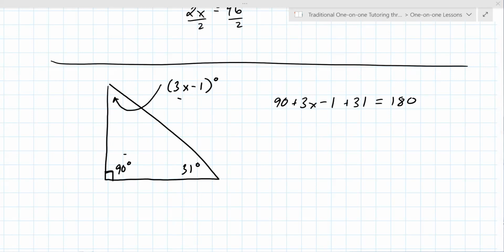Okay, you get 121 and then subtract 180 minus 121. I want you to work this out on your own, please.